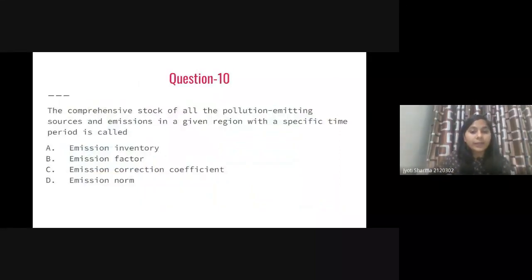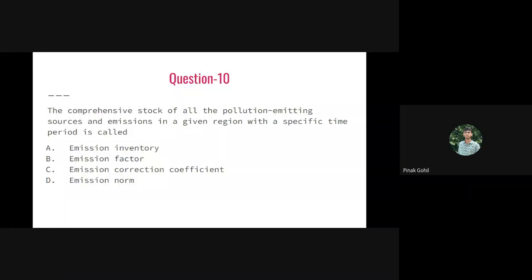Okay, so the next question is related to emission again. So this is the definition of something. The definition is the comprehensive stock of all the pollution emitting sources and the emission in a given region with a specific time period is called. So you have emission inventory.